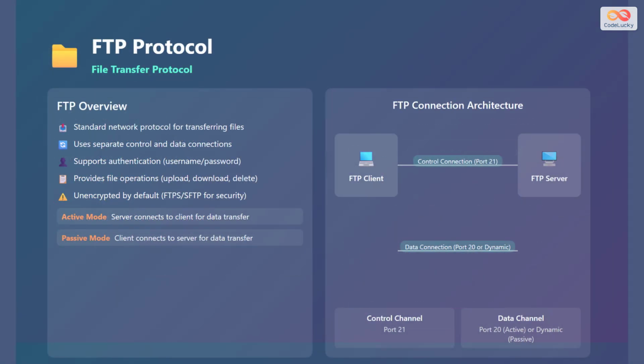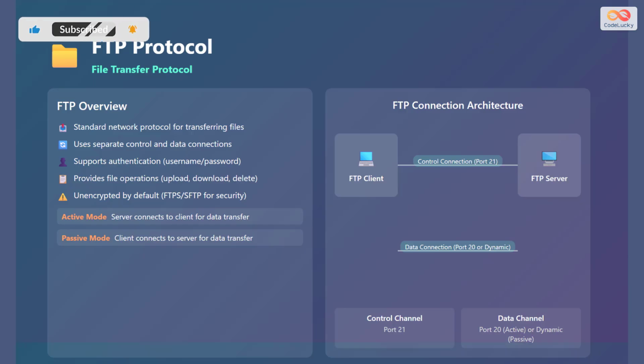FTP, which stands for File Transfer Protocol, is a standard network protocol for transferring files between a client and a server. It uses separate control and data connections and supports authentication using a username and password. It provides file operations such as upload, download, and delete. By default, it is unencrypted, so FTPS or SFTP should be used for security.